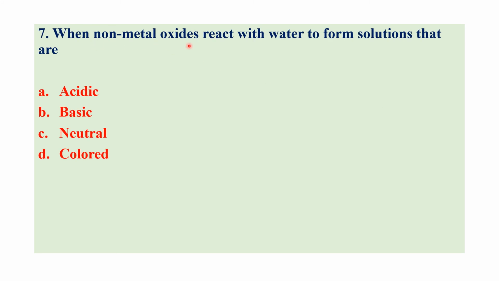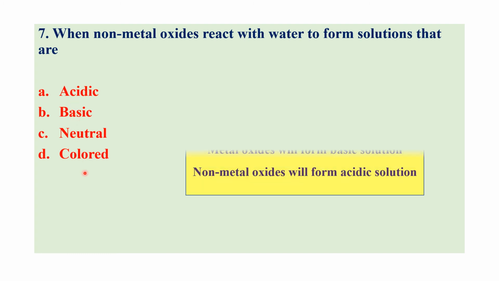When a non-metal oxide reacts with water, it forms a solution that is acidic, basic, neutral, or colored. We know that a metal oxide reacting with water forms a basic solution, and a non-metal oxide reacting with water forms an acidic solution. In the question, a non-metal oxide is given, so the answer is clear: it is acidic.